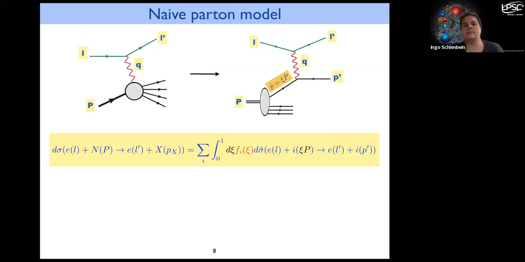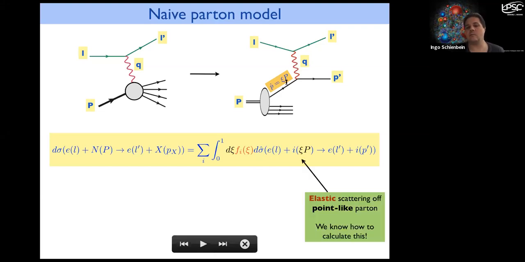So here's a graphical presentation of electron-proton deep inelastic scattering. And in the Parton model, we rather get a diagram like this, where we pick a parton out of the proton, which carries a momentum fraction xi of the proton, and then does an elastic scattering with the electron. So here we have a cross section, sigma hat, of elastic electron-parton scattering, where the parton is really point-like.